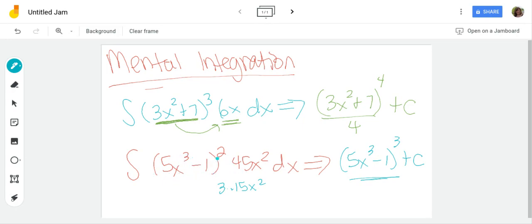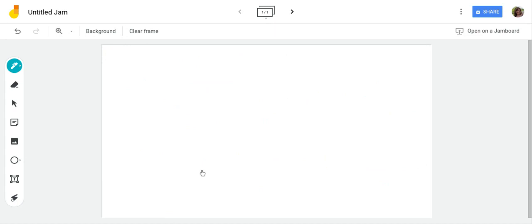So I know the antiderivative is going to be raised to the third power. So it's going to have a 3 and a chain rule, which is going to make 45x squared. And there that is right there. All right, I'm just trying to get you to see if you can recognize these.